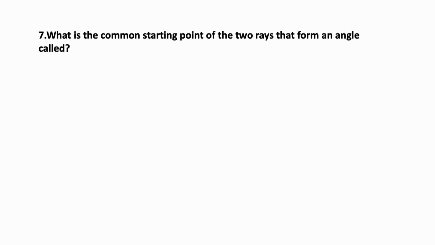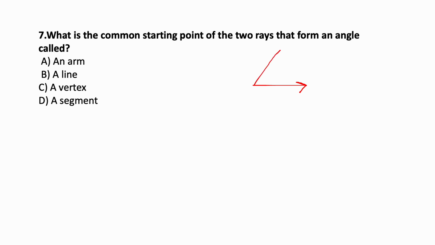What is the common starting point of the two rays that form an angle called? An arm, a line, a vertex, a segment. See, this is one ray, this is another ray. What is this common starting point of the two rays that form an angle called? So, that common point is called a vertex.